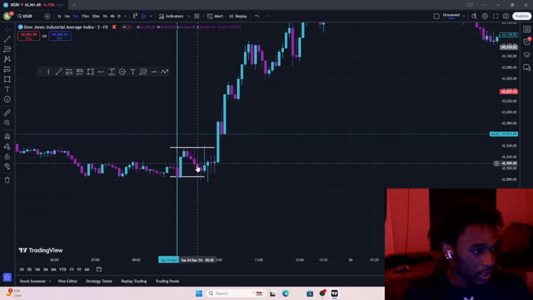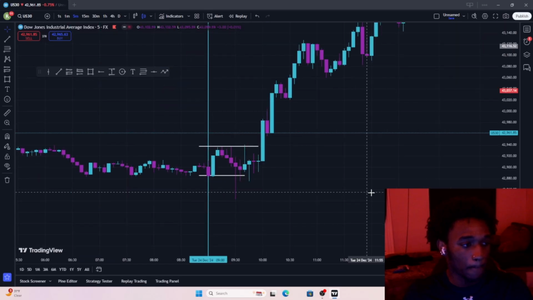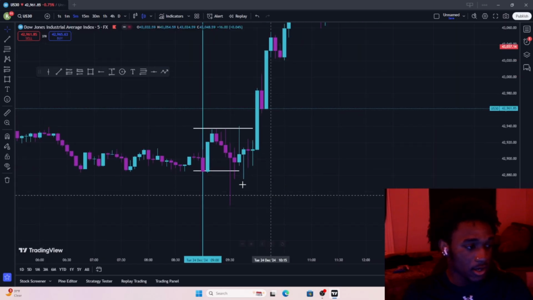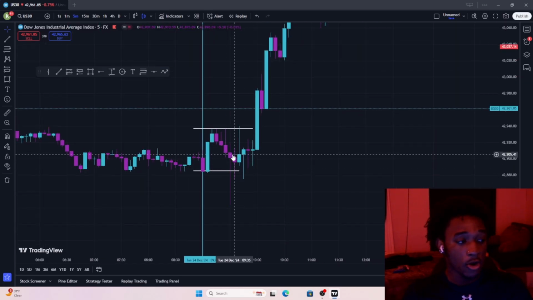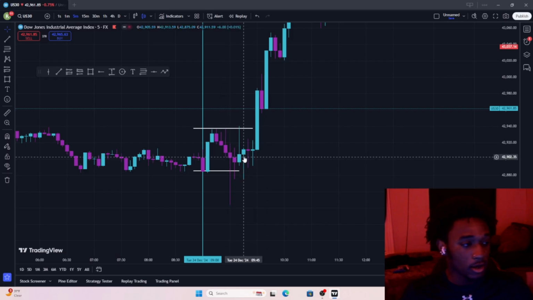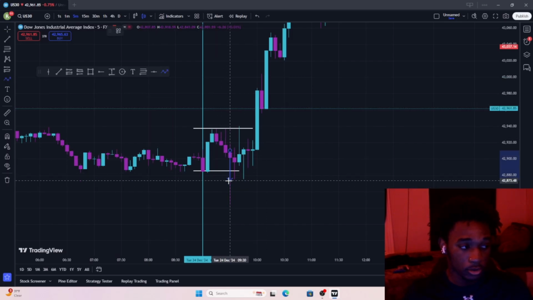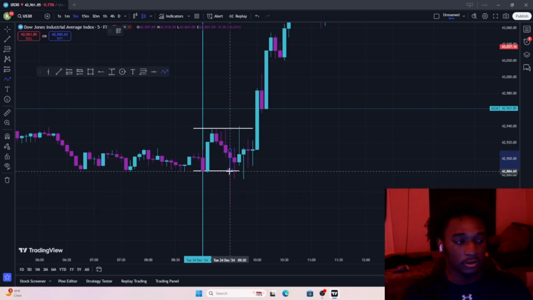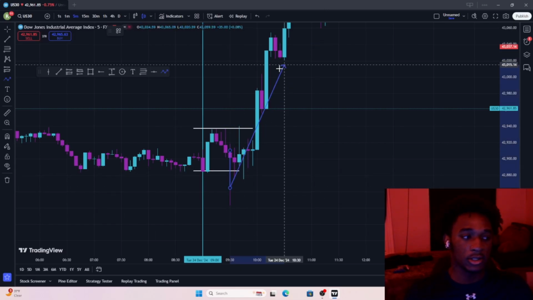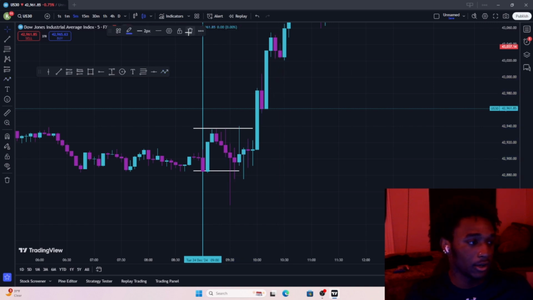This is the 9:30 candle, this purple candle right here. Now, as you guys can see, this is a fake out. How do I know it's a fake out? Well, basically a fake out is when price breaks out of either the support or the resistance zone and then doesn't fully go down. It fakes you out and then goes in the opposite direction, which is basically exactly what it did right here, right?